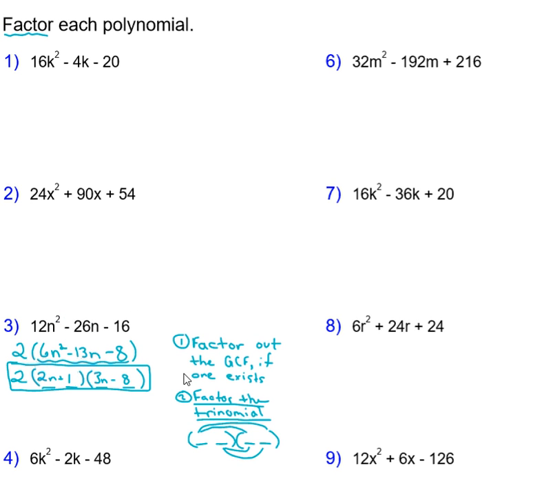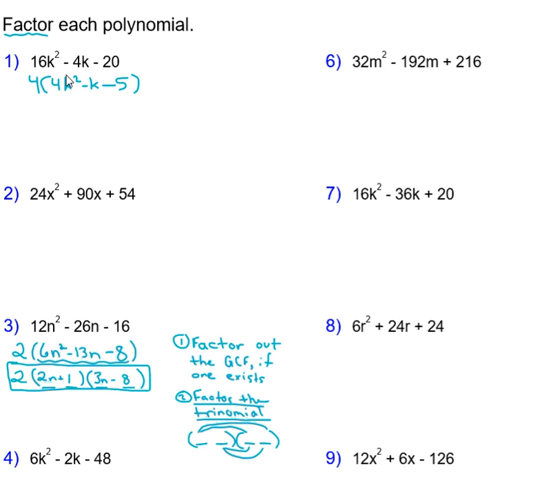So step 1, factor out the greatest common factor. In this case, it is 4. And then what remains after factoring out a 4? So what would I have to multiply 4 by to get that first term back? So 4 times 4k squared would give me a 16k squared. 4 times what would give me a negative 4k, and that's a negative k. 4 times negative k is negative 4k. And 4 times what gives me negative 20, and that's negative 5. 4 times negative 5 is negative 20.